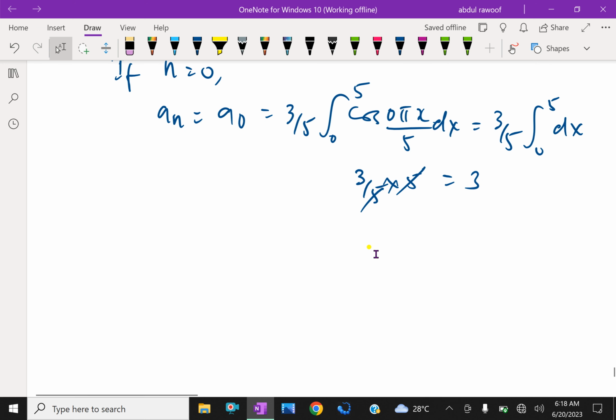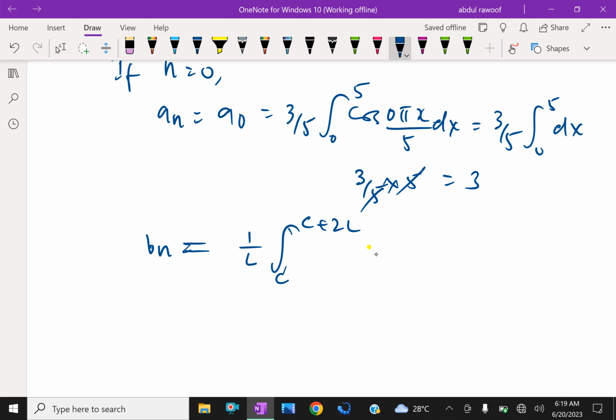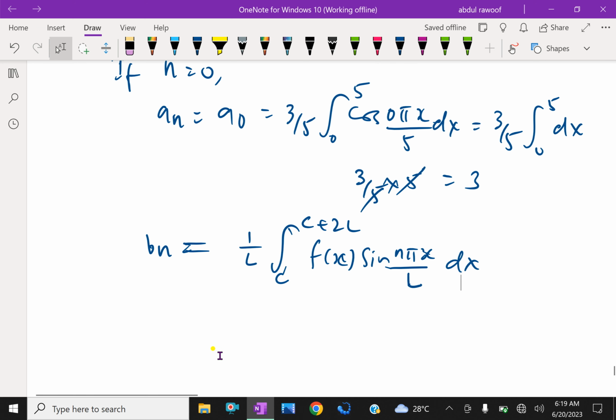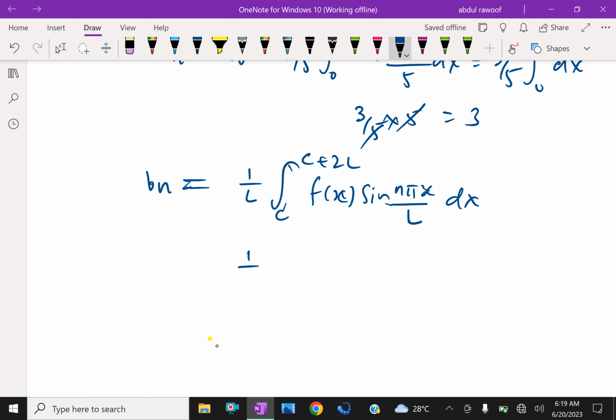Then bn, the next coefficient. bn equals 1 over L integral c to c plus 2L of f of x sine n pi x over L dx, which is equal to 1 by 5 integral minus 5 to positive 5 of f of x sine n pi x over 5 dx.